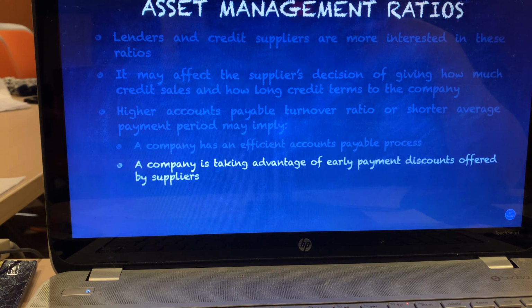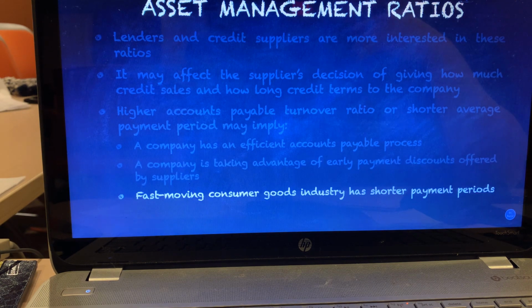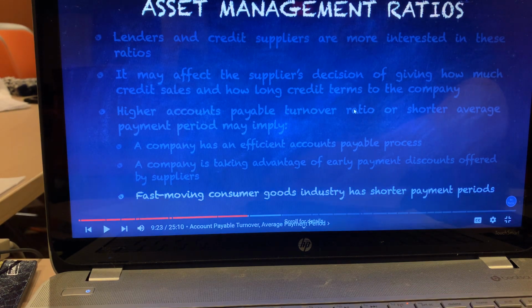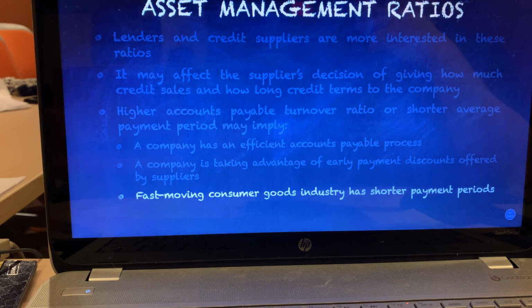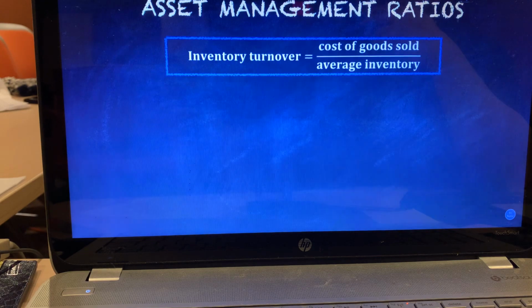A company is taking advantage of early payment discounts offered by suppliers, causing it to pay invoices more quickly to obtain the discount. The fast-moving consumer goods industry, such as the retail industry, usually has shorter payment periods than others. Walmart's going to be quicker at paying this off than Joe's piano store. Basically, if the company receives cash more quickly from its customers, it will be able to pay the suppliers more quickly as well. Next, inventory.